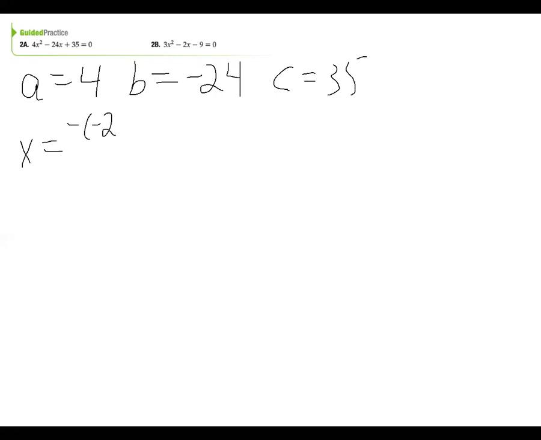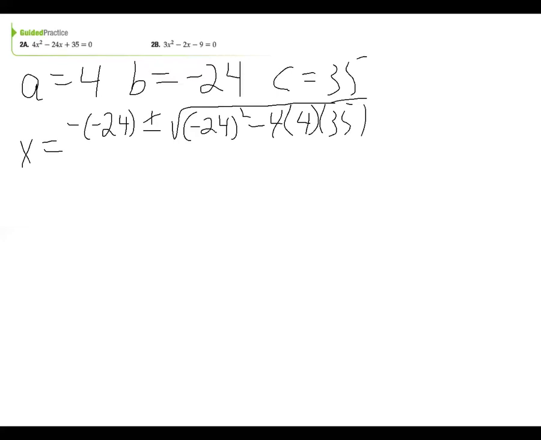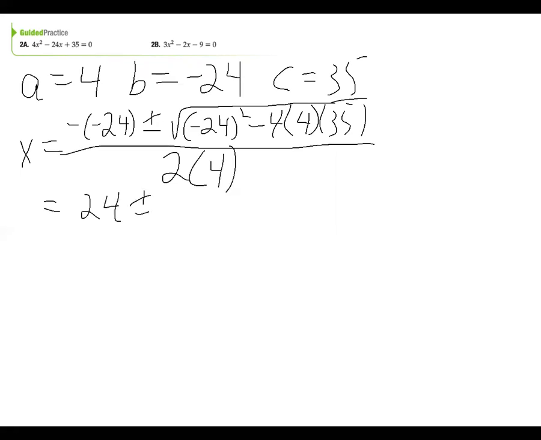Okay, we're back. Now, number 2a, the value of a is 4, b is negative 24, and c is 35. So x equals the opposite of negative 24 plus or minus the square root of negative 24 squared minus 4 times 4 times 35, all over 2 times 4. So that's going to be 24 plus or minus the square root.